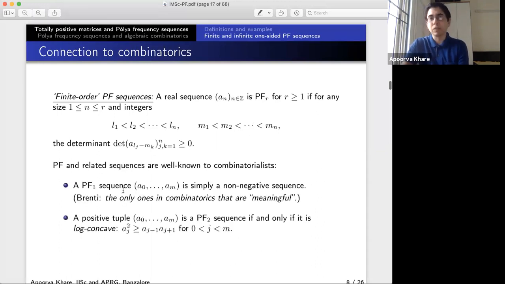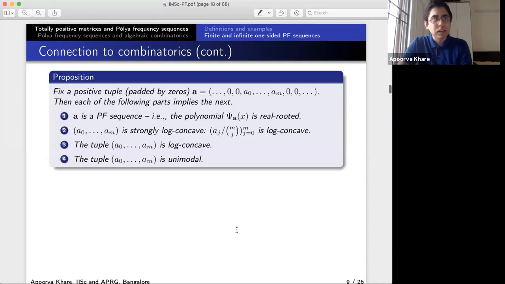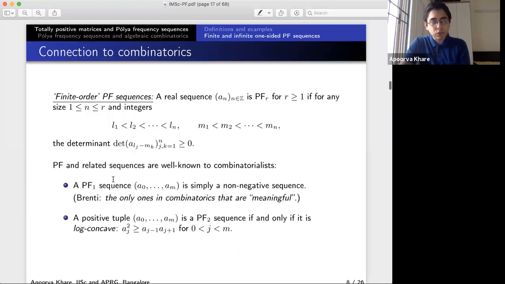For example, a PF_1 sequence is simply a non-negative sequence, which in his memoir Brenti says are the only ones in combinatorics that are meaningful, because they try to count something, maybe even with integer values. A positive tuple is a PF_2 sequence if and only if it's log-concave. In some places these are called the Turán inequalities, although they are more general, I think. In general you have PF_1, PF_2, up to PF of order R. So this says the entries are positive and the 2 by 2 minors are non-negative.